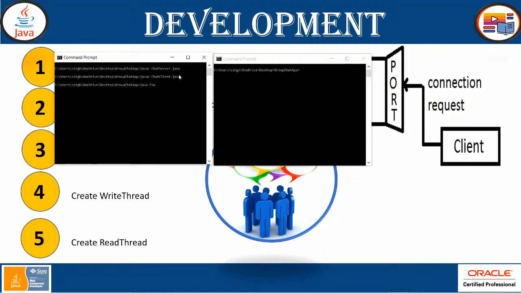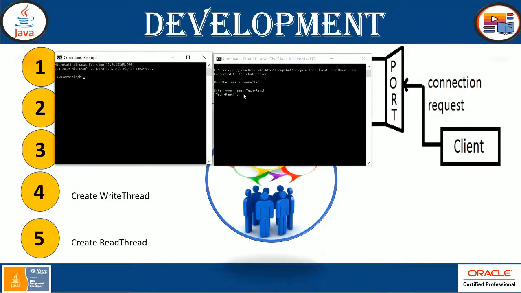Execution of the chat server, giving the port number, and here it is connected to the chat server. Suppose my first client is TechCrunch. Now I'm going to open another window for another client, Columbia 47.